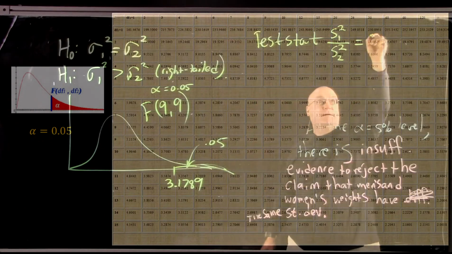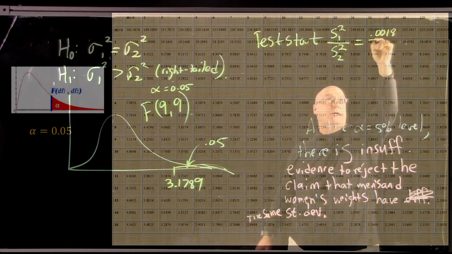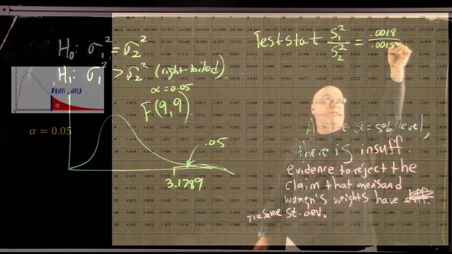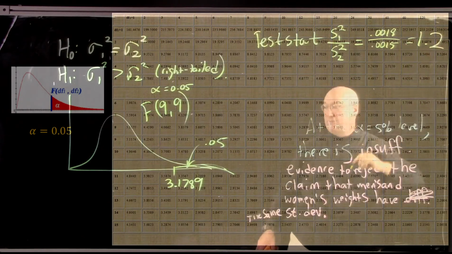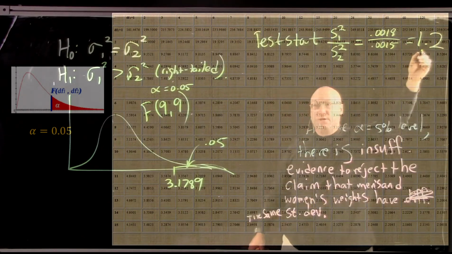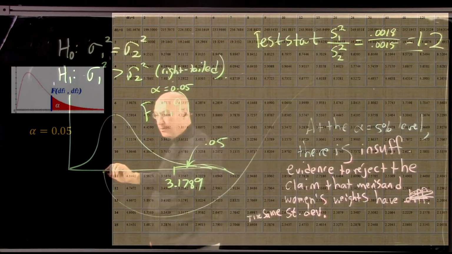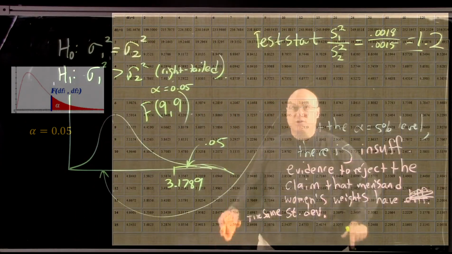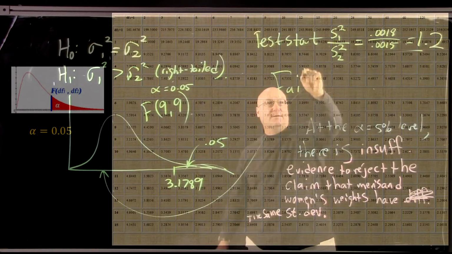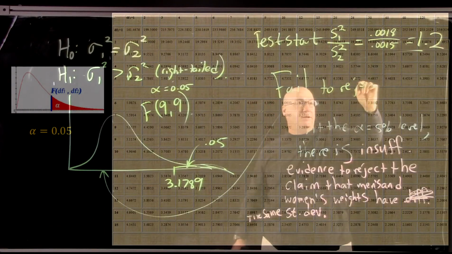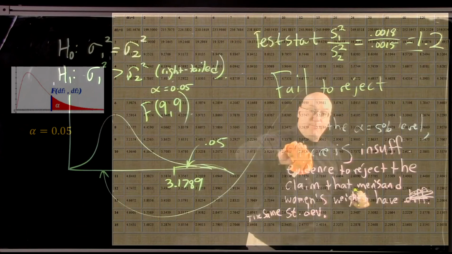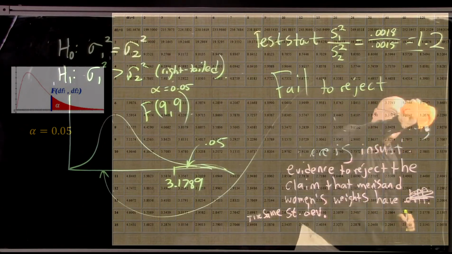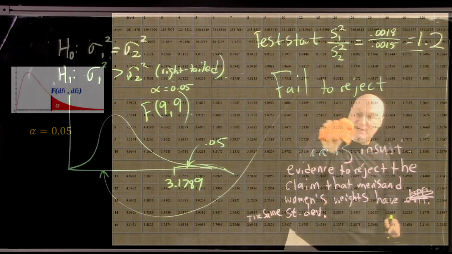0.0018 over 0.0015, which works out to be 1.2. All right, so that's over about here somewhere, right? Definitely in the non-rejection region. So again, just worked out that we failed to reject. That doesn't always happen when you're comparing variances or standard deviations, just in these two examples it did.